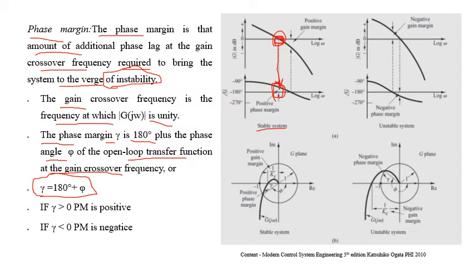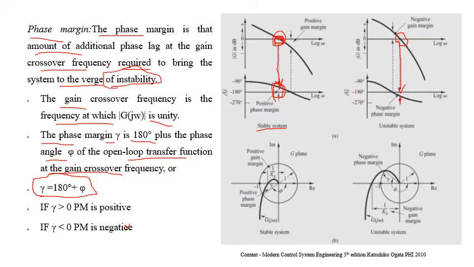Look at the unstable system. See, the unstable system's gain crossover frequency is here. With respect to that, the phase angle will give you the phase margin. So the phase margin is falling here. And then if you add 180, you will find the phase margin comes out to be negative.